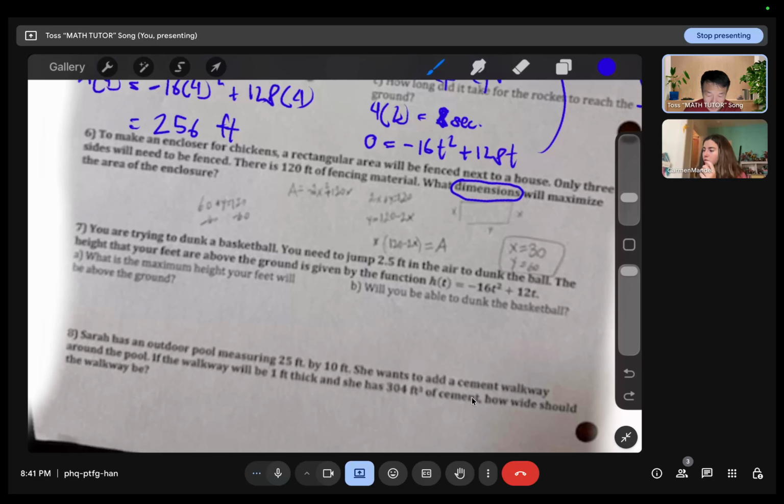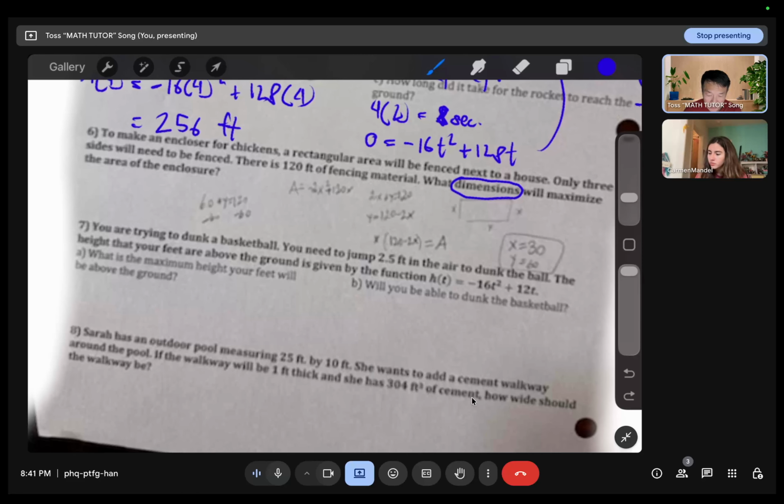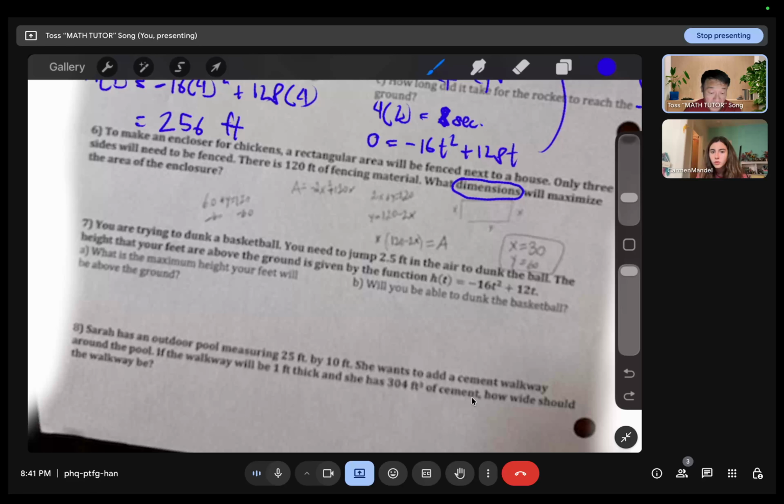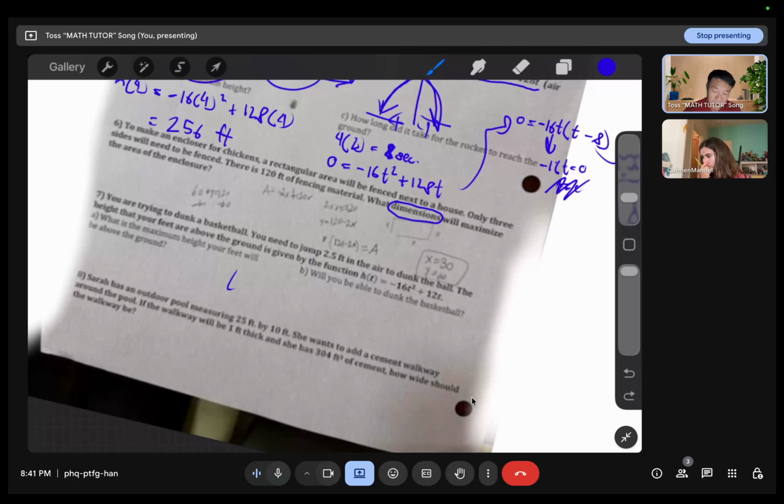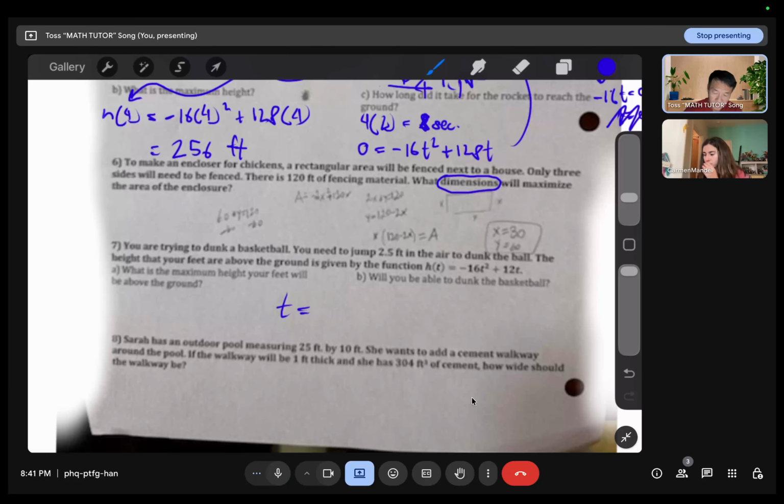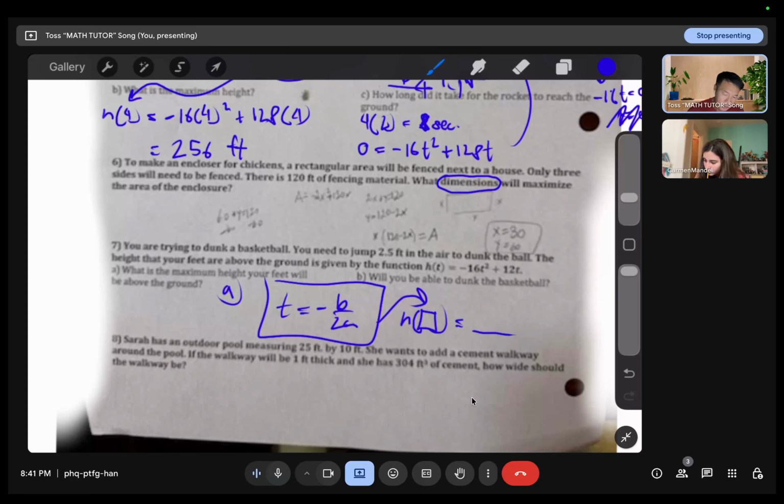Yep, it is because you're actually now starting from the ground again. It's implied because you know it's implied. That's it. So okay, but what is the maximum height? All you need to do is solve for the t and then plug it back in. So for a, you need to get t first, negative b over 2a. Then you plug it back into your h of t, and that will be your answer.